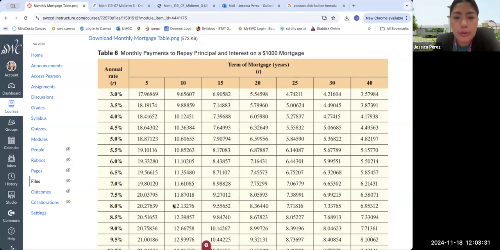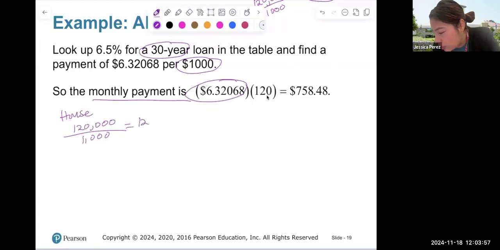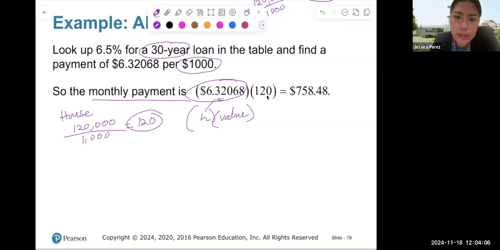So let me go back to my notes. So this formula is for a $1,000 mortgage. So that was what we found for the 6.5% for a 30-year. That was H. Remember, this H times the value of the home. The house was 120,000 divided by 1,000. That's 120. So you do H times the price, in this case, times the value. So here we have our H from the table, 6.32068 times 120. We get our monthly payment to be 658.48.